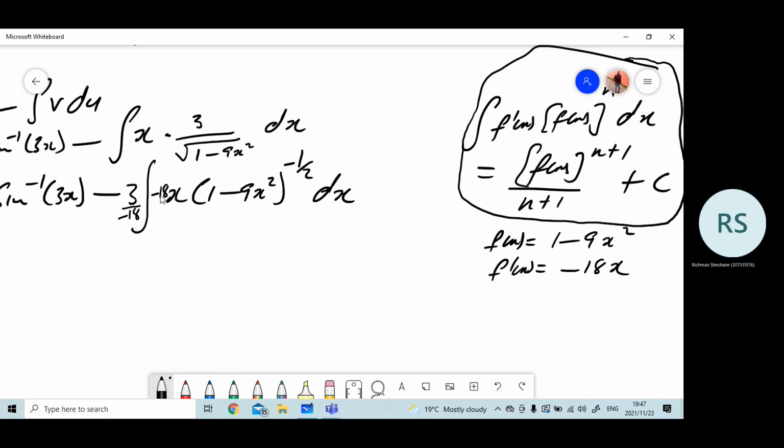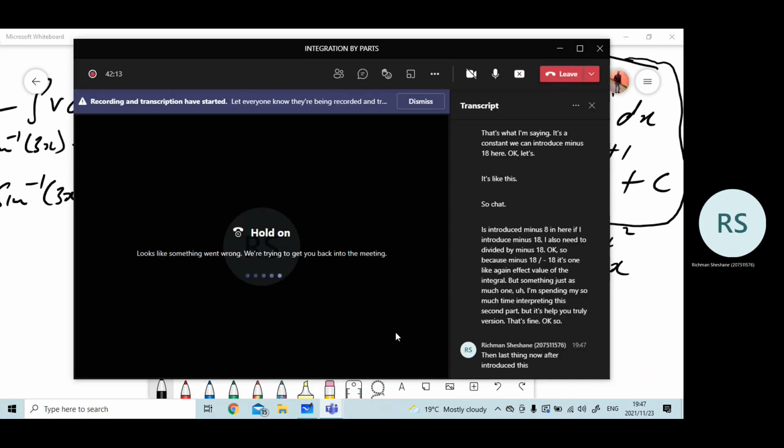So the next thing now, after I introduce this minus 18, I have f prime now. I have f prime, the derivative of what is inside there. I have this form now, which is f prime times f of x to the power of n. What's wrong now?